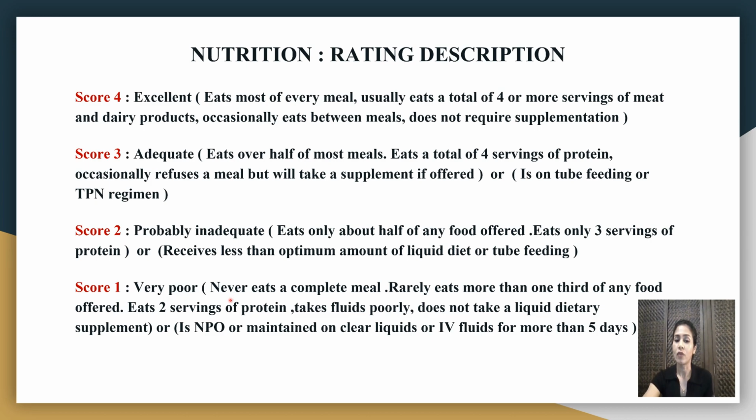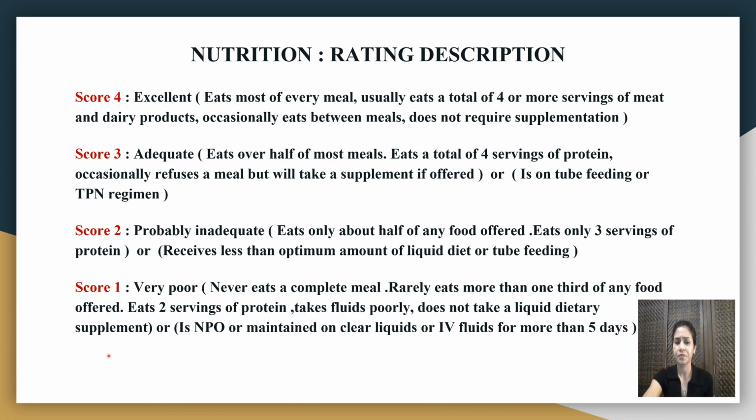And the last one is very poor intake. That is, always refuses the food. If you compel, the patient may rarely take 1/3 of any food offered, only taking 2 servings of protein per day, and the fluid intake is very poor and does not take any supplement. Okay, and if the patient is on nil per oral or on clear liquid diet or on IV fluids for more than 5 days, you can give a score of 1.